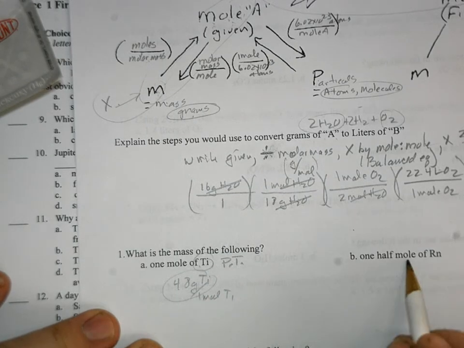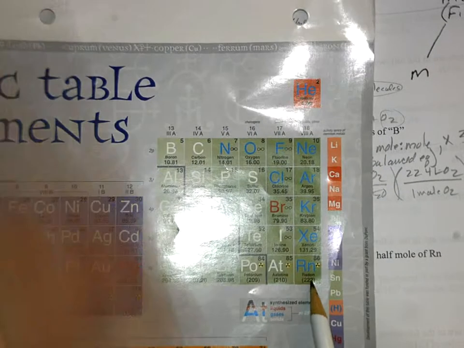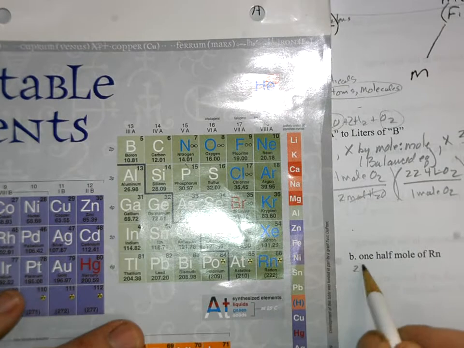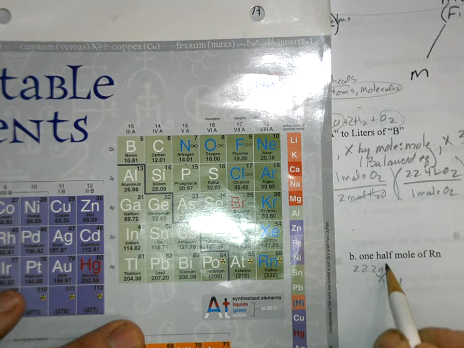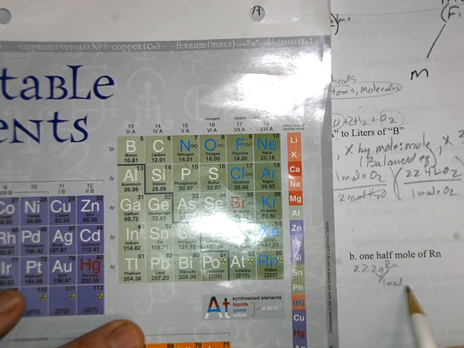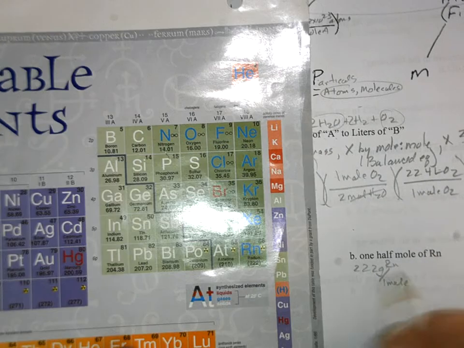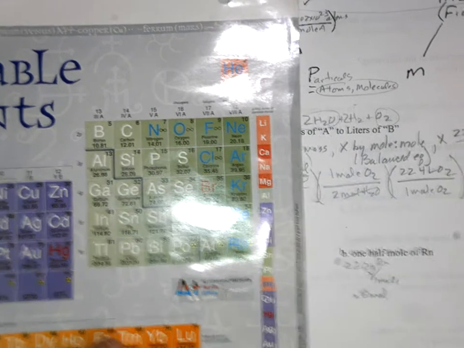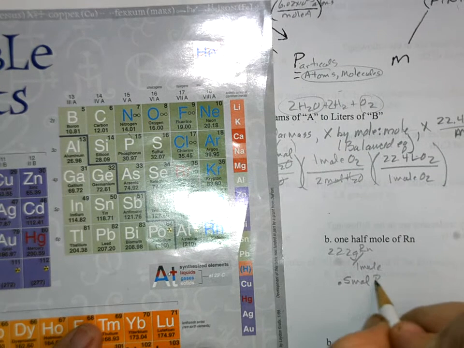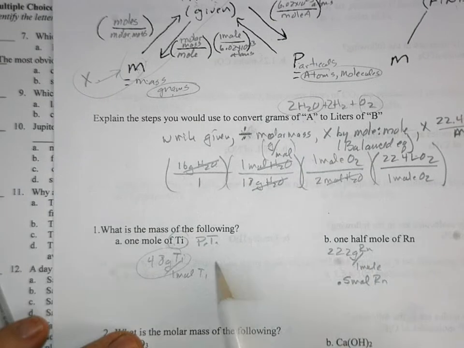How about half a mole of radon? Well, radon is over here. Radon's estimated mass is 222 grams in 1 mole. But now here we're saying for 1/2 a mole. So set up the problem. We'll do 0.5 mole radon. And then we're looking for the mass of this.